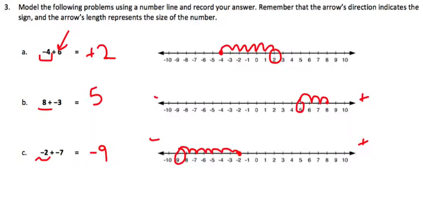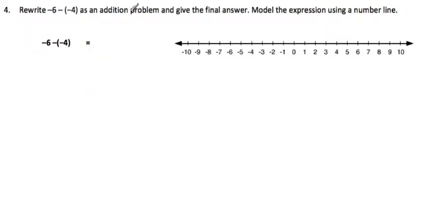All right. Next, rewrite -6 plus a -4, I'm sorry, -6 minus a -4 as an addition problem, get the final answer, and then model it. Okay, well, first of all, let's do that. We have these 2 negatives, so we have -6 plus 4.